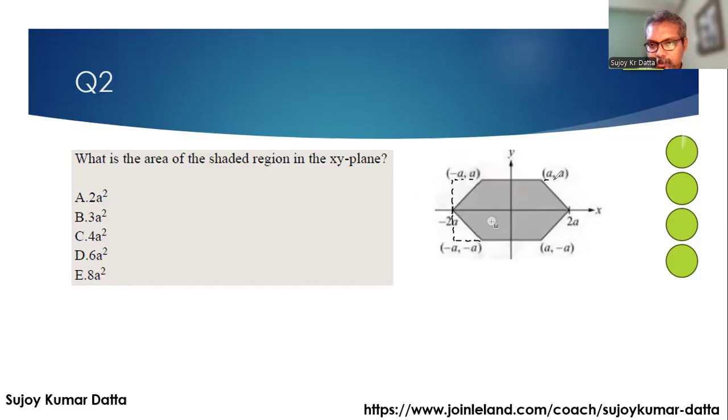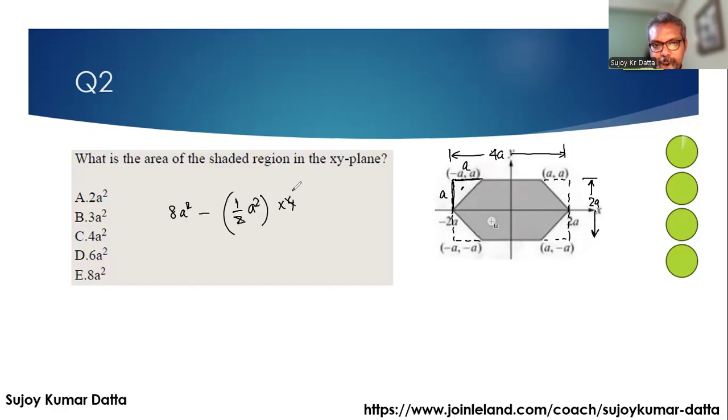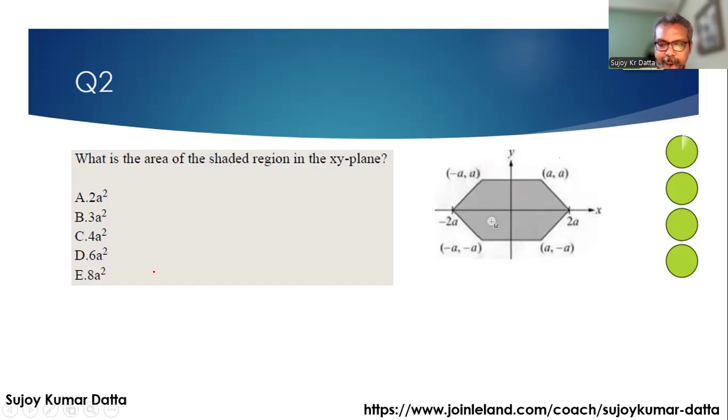you can just construct a rectangle all around it. Now this rectangle, this length is 4a and this is 2a. So the area is 8a squared minus these triangles. So this gap is a units, this gap is a units. So it's half a squared, 4 of those. So it's 8 minus 2, 6a squared. Either way is fine. Let's go to the next one.